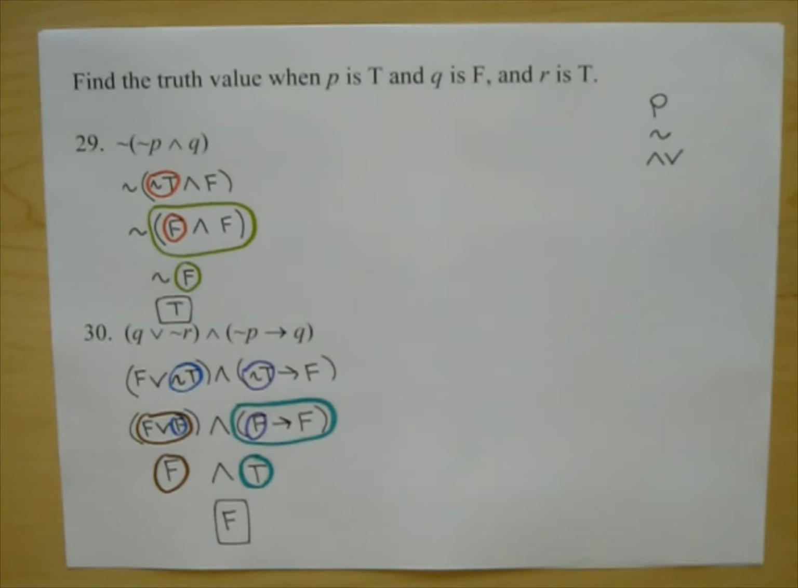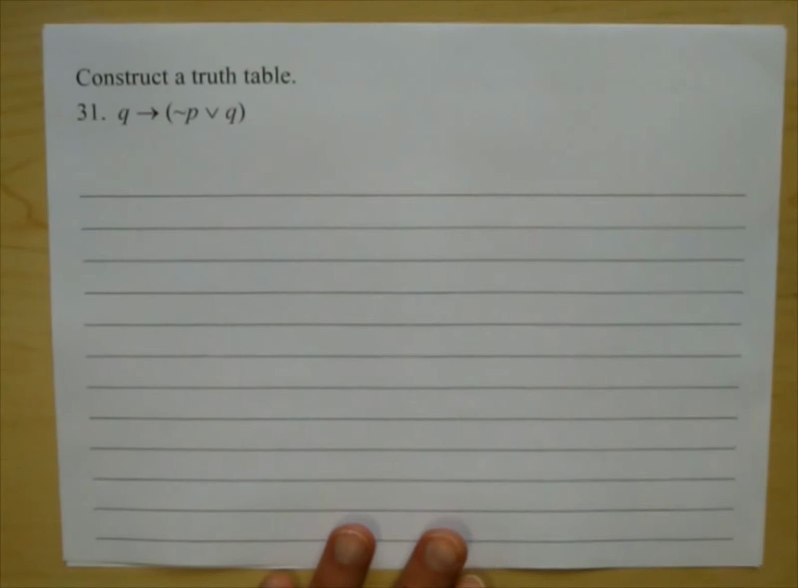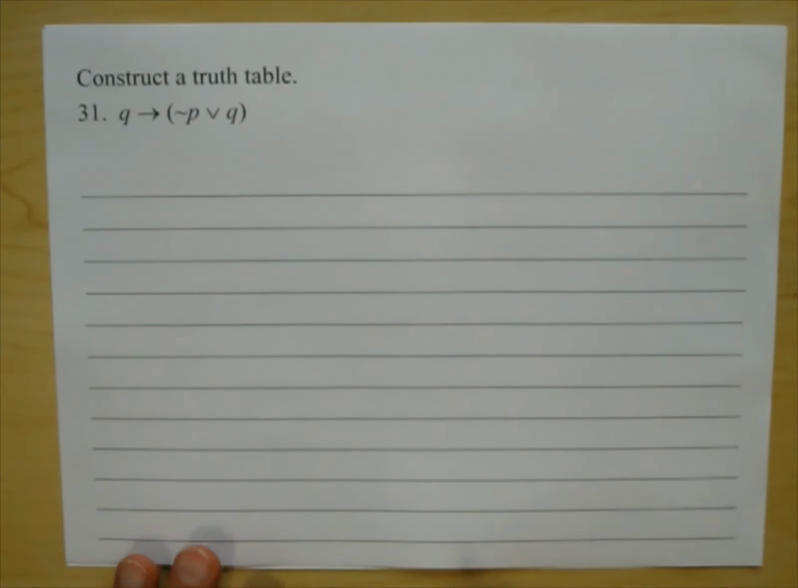So these are the kinds of problems where they give you an expression, a statement, and you're trying to find the truth value, and you have to know your ands, ors, nots, if-thens. Problem number 31 is constructing a truth table. On the exam, I think I will put some lines just to make it easier for you. And we're going to see if we can get this done.